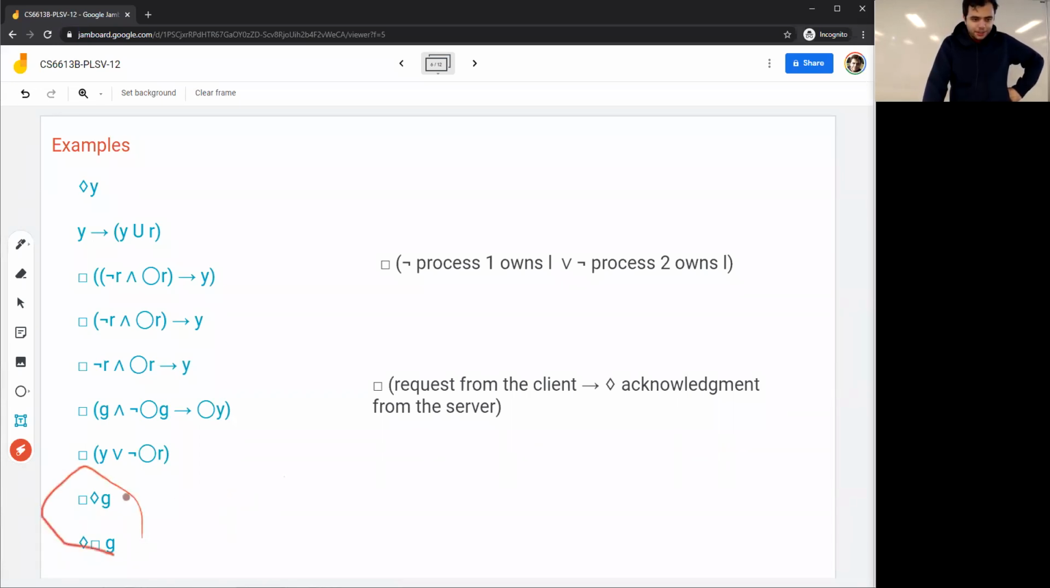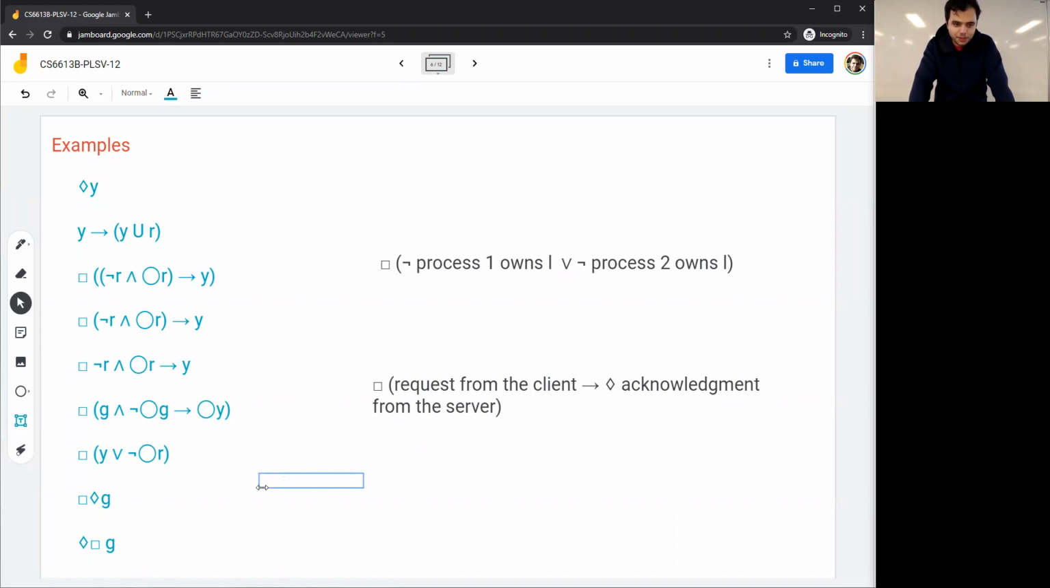Now let's look at these two. These are nice. What does this one say? It says always eventually G. What does this mean? Okay, so one person says it just means eventually G.